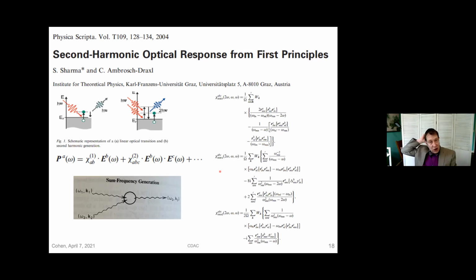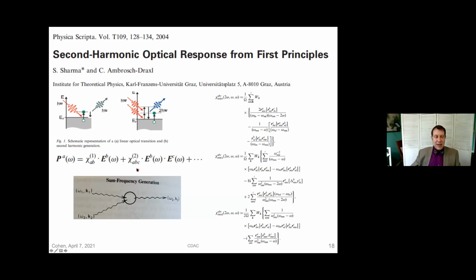This paper by Sharma and Ambrosch-Draxl lays out how this is done. It's actually quite involved, both conceptually and numerically. What one's trying to model is that you have a photon that comes in and excites an electron. That would be a normal optical process, a linear process. But in nonlinear optics, you have two photons that come in, and so they excite two different electrons, or the same electron twice by some energy. And then it drops down and releases a photon which has twice the frequency of the input photon.